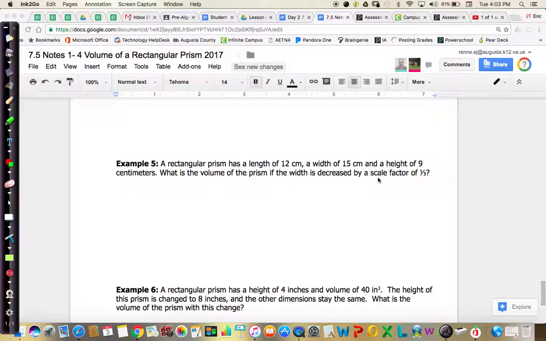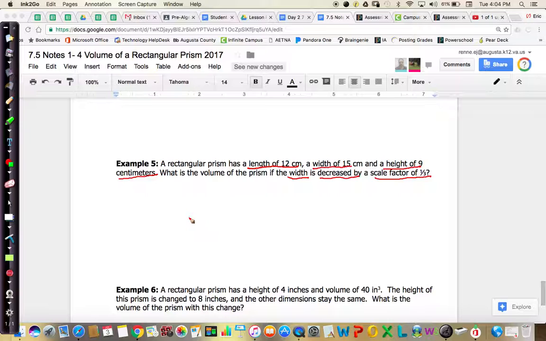It says a rectangular prism has a length of 12, a width of 15, and a height of 9. What is the volume of the prism if the width is decreased by a scale factor of 1/3? Well, we learned previously in this unit that scale factor is the number we're multiplying by. Okay, so let's underline keywords before we get into that. So the length of 12 centimeters, a width of 15, and a height of 9 centimeters. So I want to find out what the volume is if the width is decreased. Underline width, decreased by a scale factor of 1/3.